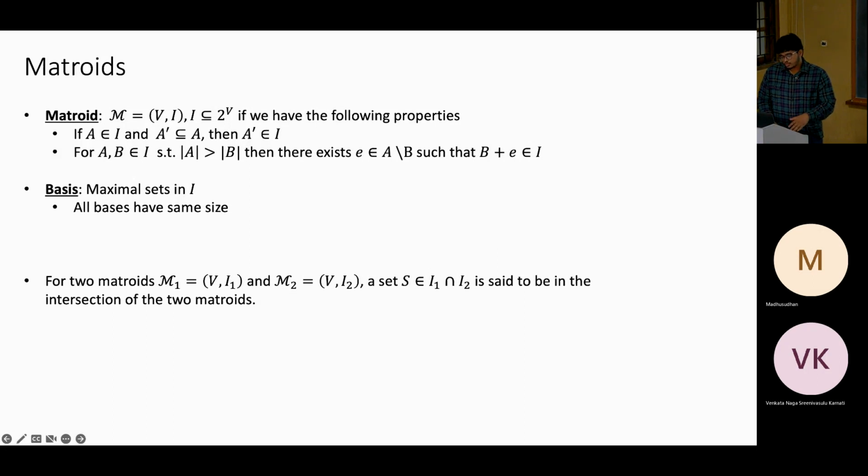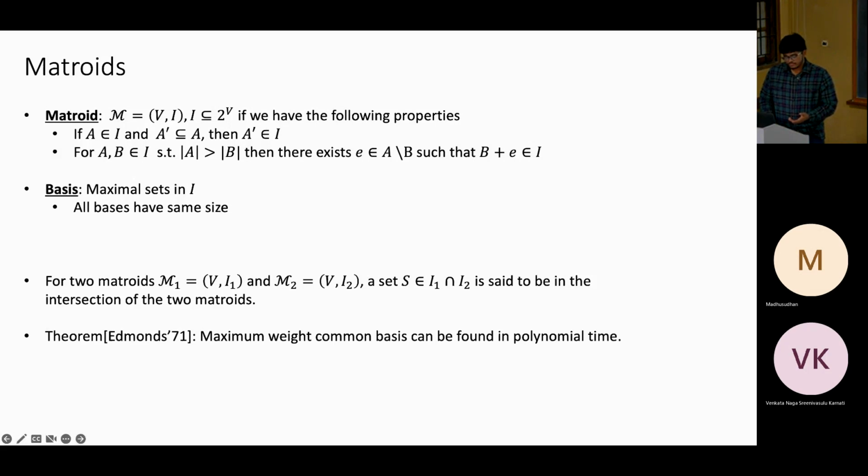If you give me two Matroids, and a set S is in I, then it's called independent in that Matroid. If a set S is in both I1 and I2, then it's said to be in the intersection of these two Matroids. A very famous theorem is that a maximum weight common basis can be found in polynomial time. Maximum matching is an instance of Matroid intersection: it's an intersection of two partition Matroids, since you're picking one edge incident on each vertex on both sides. So that's partition Matroids on both sides.